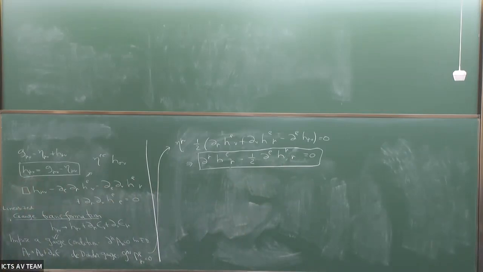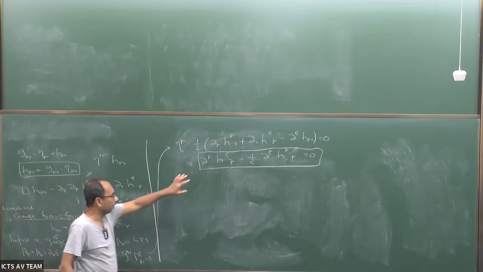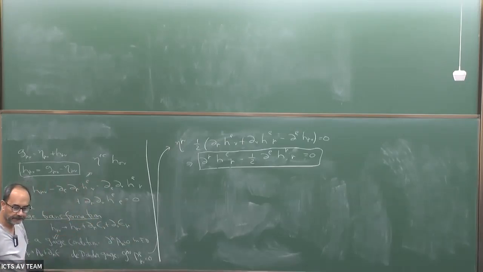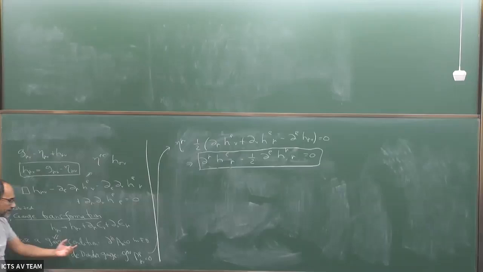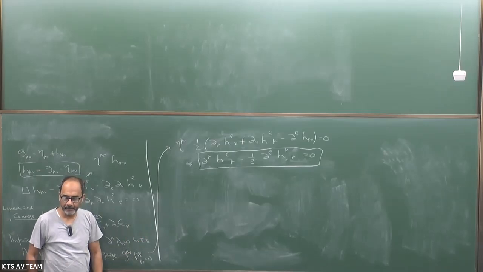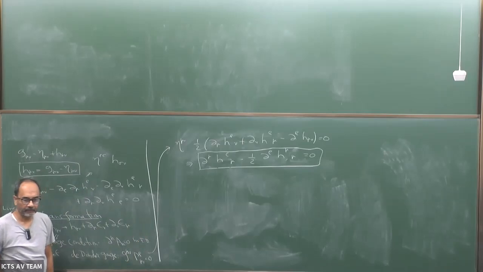Okay. And now the idea is that you are going to use this gauge condition to simplify this, just like we do in electrodynamics, right? Once you impose this Lorentz gauge condition, Maxwell's equation just becomes box A mu equal to 0. That's what happens in the case of Lorentz gauge, and we will see that something similar happens here.